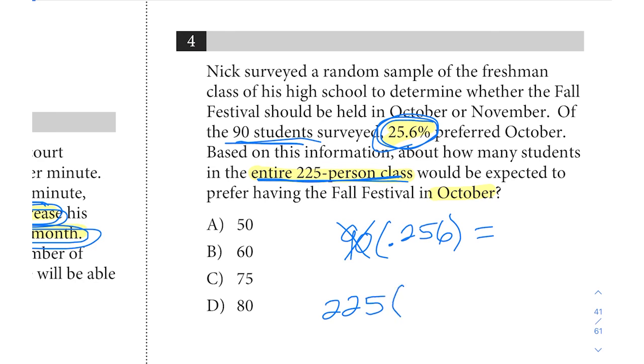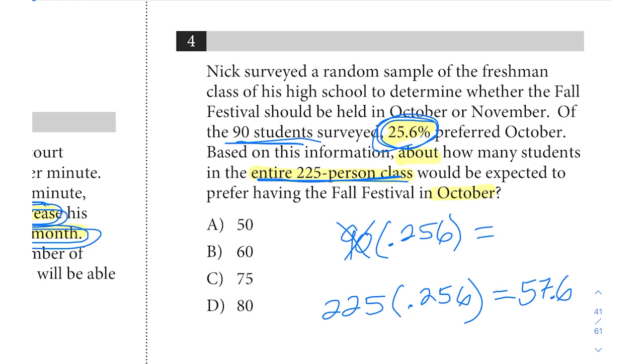They're asking us for how many students out of the total, applying that same percentage. We want to know 25.6% of the total 225 person class. So that would be 225 times 0.256 rather than 90. And here when we do that math, we get 57.6 students as our answer.